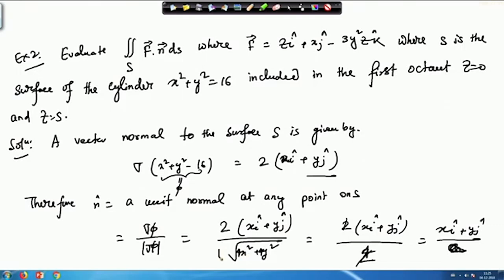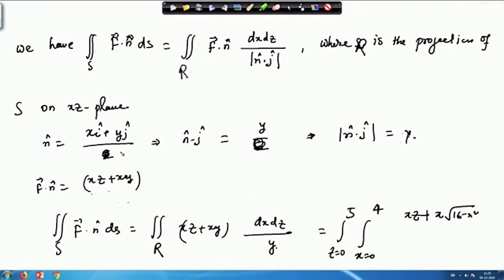So, this is here 4. So, this is 2, and this will be x square plus y square. So, here it will be 4, right? Yes. So, it will be 4 here, and then there will be a 4 here. So, y by 4, this is also y by 4, and this is y by 4. So, this will be by 4, and this is by 4.